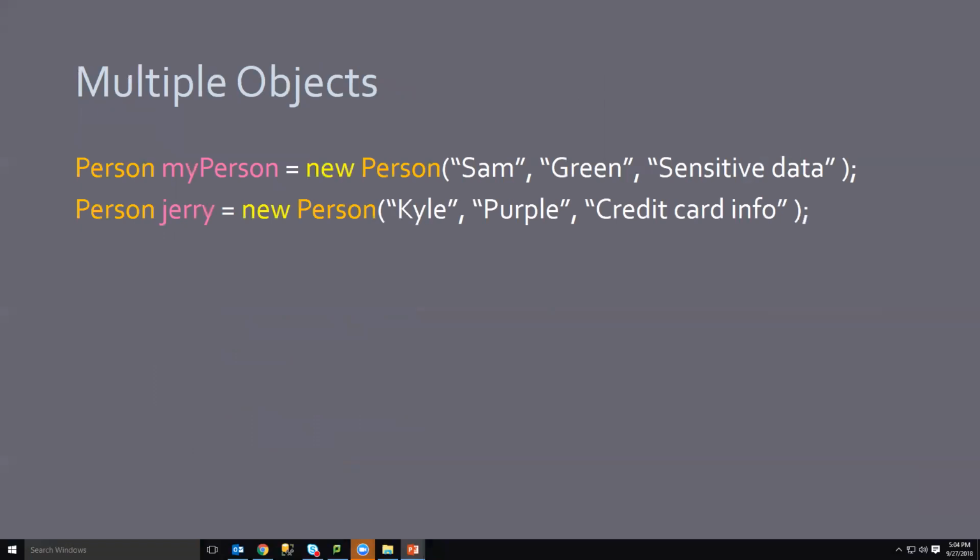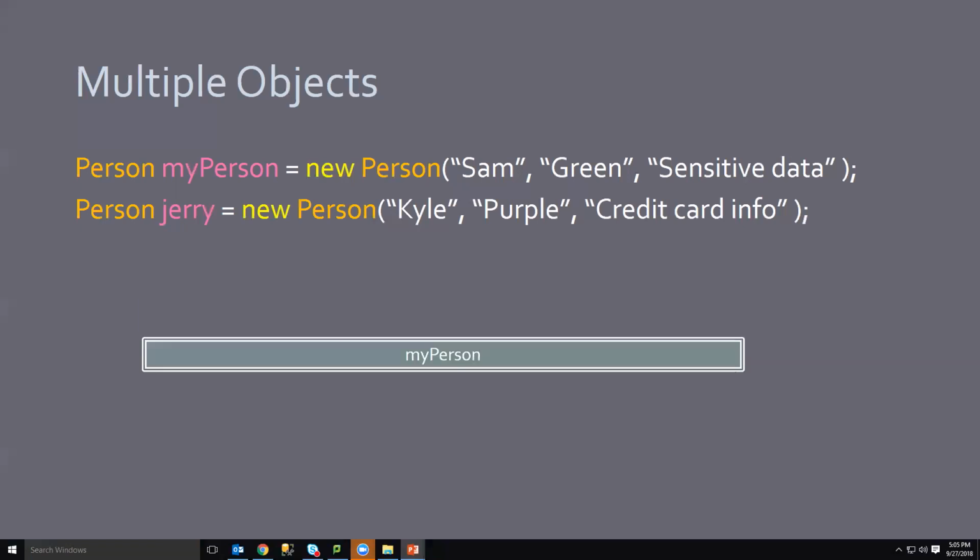We're going to set up another person object, and this person object is going to be a variable named Jerry. The person's name, however, for this object is Kyle. His favorite color is purple, and we have some credit card information stored in his secret data. Notice we don't want that secret data going out to anybody that's unauthorized.